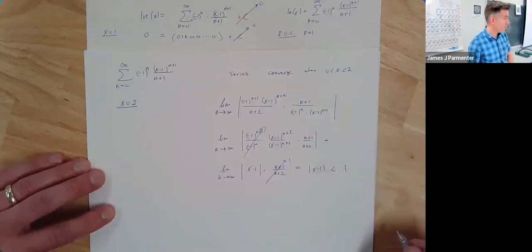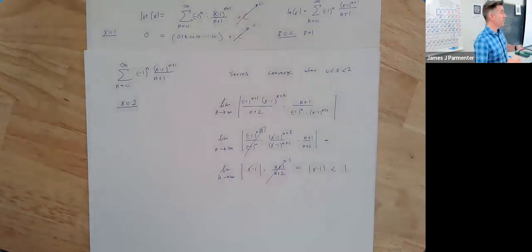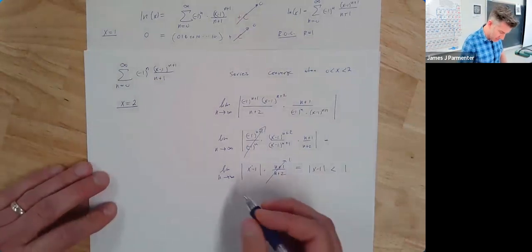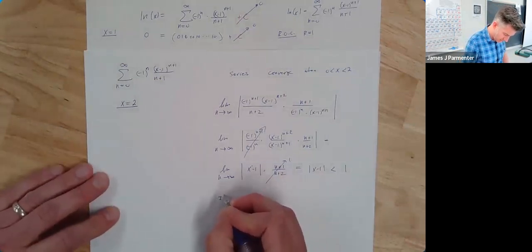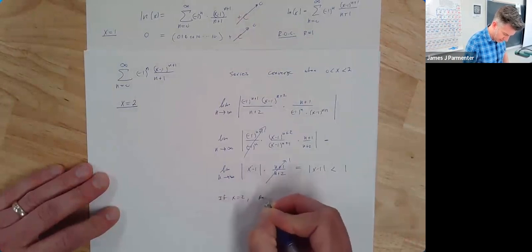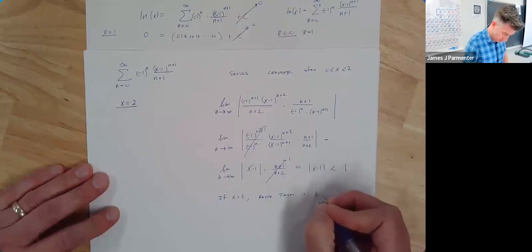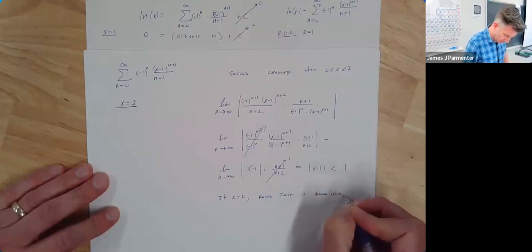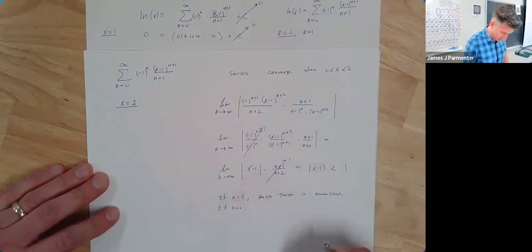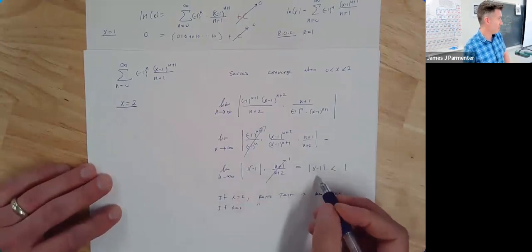Right, ratio test. If we want convergence, then the limit of the ratio has to be less than 1. And if we want divergence, the limit of the ratio has to be greater than 1. But if the limit is equal to 1, what does the ratio test tell you? Right, and that's the thing. If x equals 2, the ratio test is inconclusive, because 2 minus 1 is 1. And if x equals 0, the ratio test is inconclusive, because 0 minus 1 in absolute value is still 1.